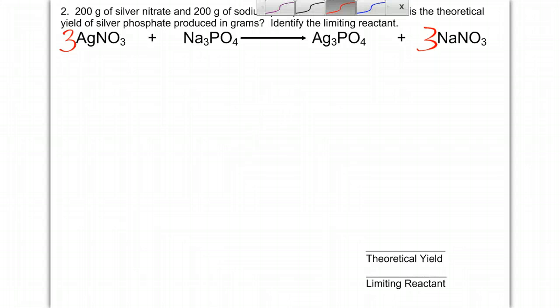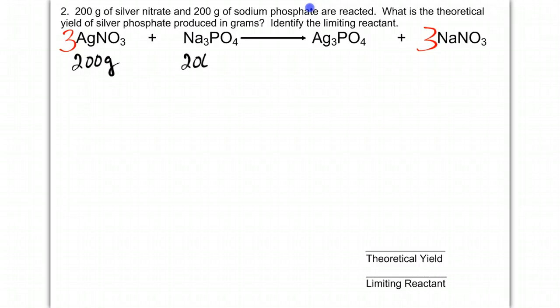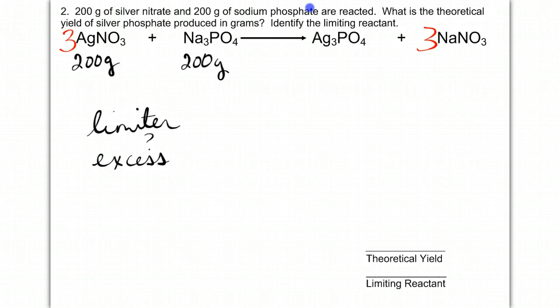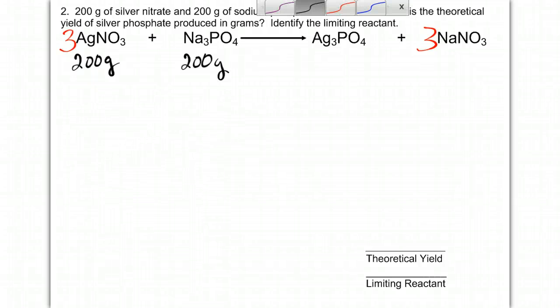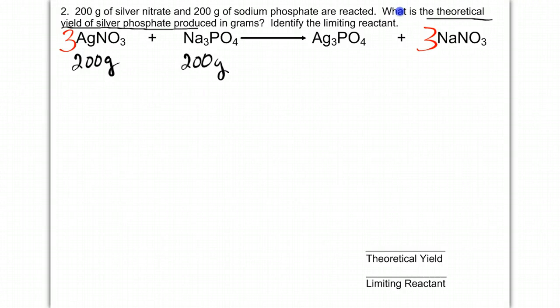I have 2 givens in this problem. 200 grams of silver nitrate and 200 grams of sodium phosphate. One of these is going to be the limiter, and one of these is going to be the excess. But which one is which is the question. What we're trying to find is what is the theoretical yield of silver phosphate produced in grams. So I want to know how much silver phosphate is produced in grams. And we have to identify what is our limiting reactant.